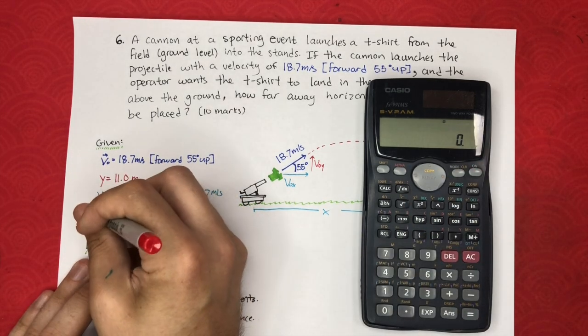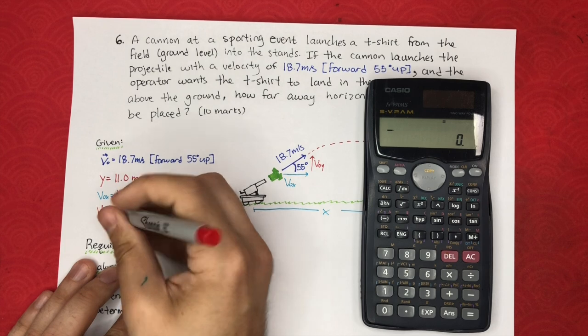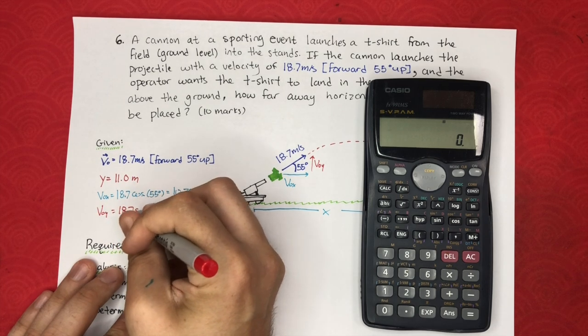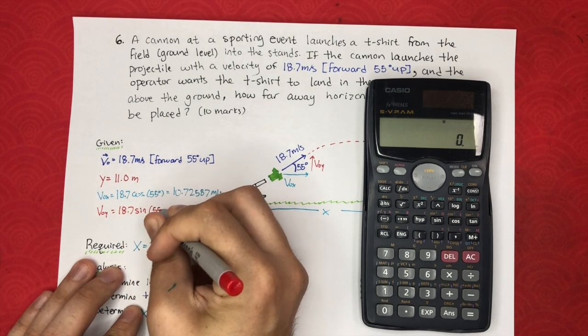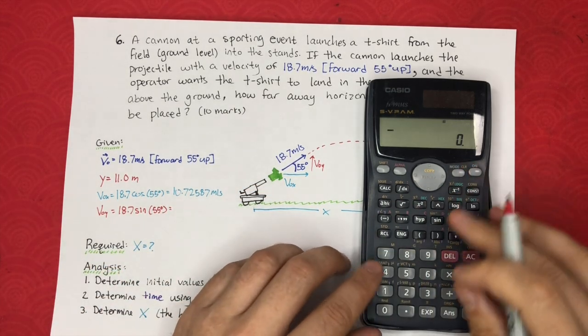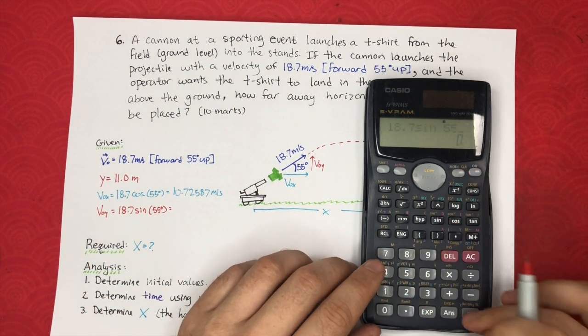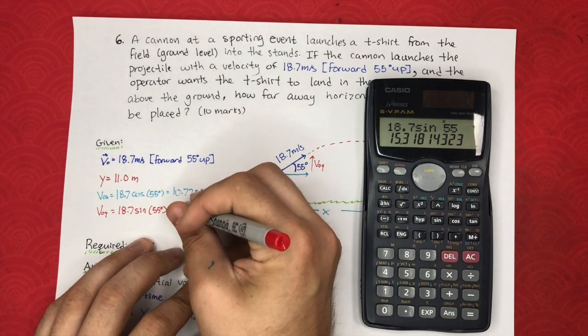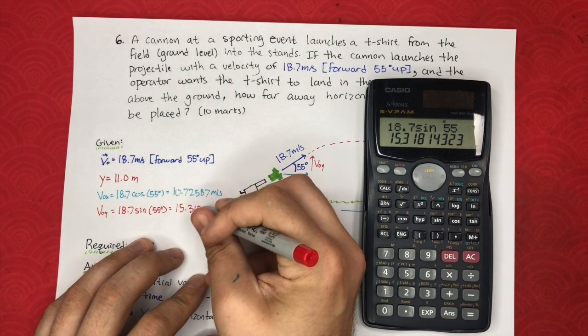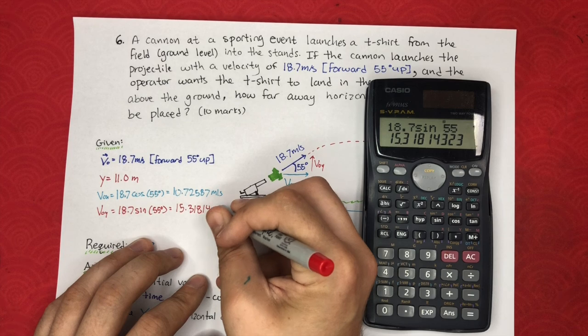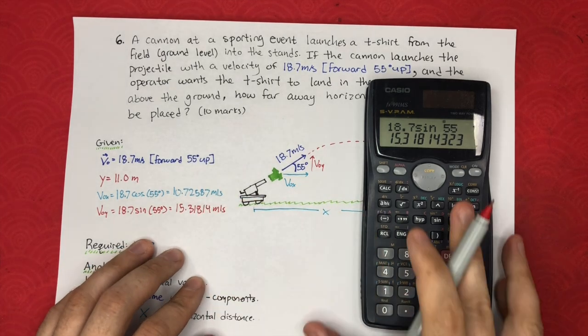This y value of the velocity is going to be 18.7 times sine of 55 degrees. And if we put that in the calculator, we're going to get a value of 15.318114 meters per second. Okay.